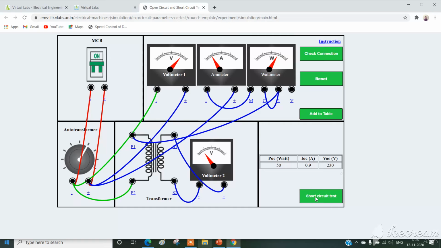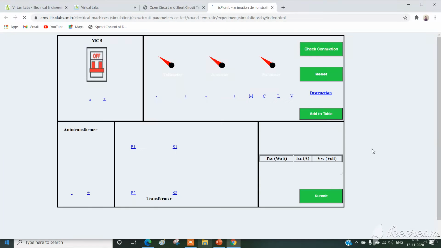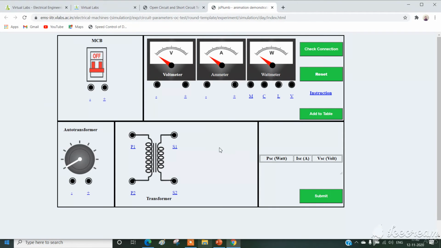So the next test is the short circuit test. Simply click on this. Again we are using the same components. Only one wattmeter we didn't use, because this secondary winding is simply open circuited. Here the main procedure is to switch on the supply with proper connections, and by varying the auto transformer we apply the rated voltage to the primary of the transformer. The corresponding readings are noted. So this is the procedure corresponding to this experiment.